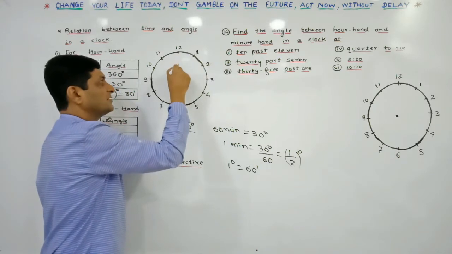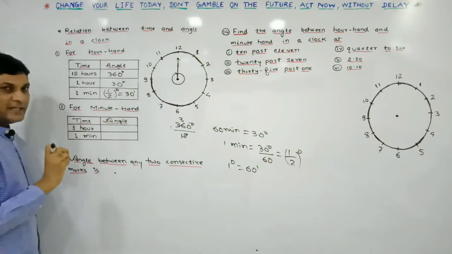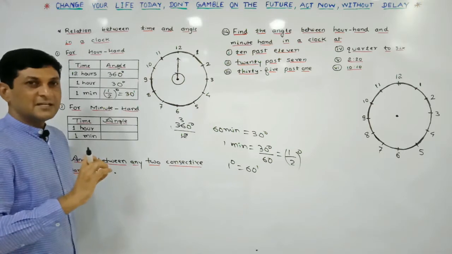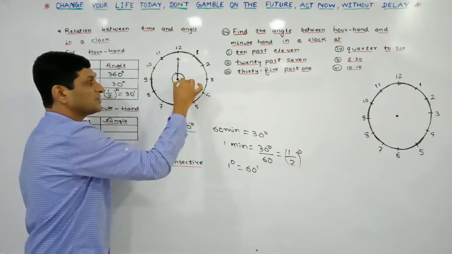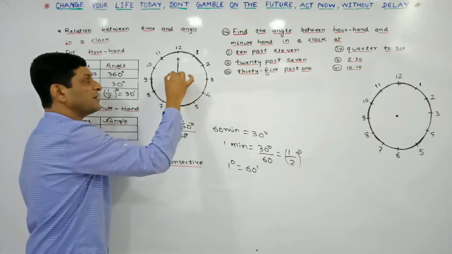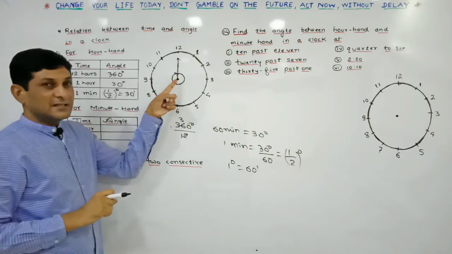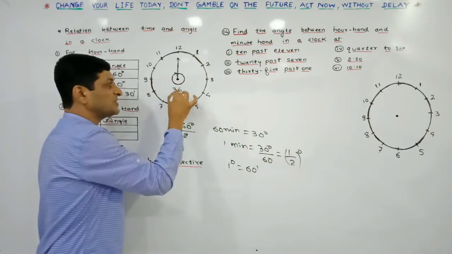Now we are discussing the results related to the minute hand. So let this be the minute hand of a clock. In 1 hour, now we are finding the angle made by the minute hand. In 1 hour, one rotation will be completed by the minute hand. At that time, the angle made at the center will be equal to 360 degrees.